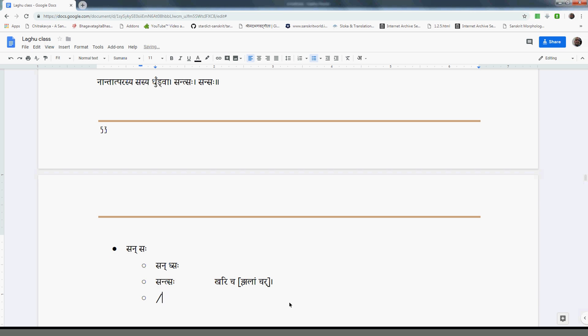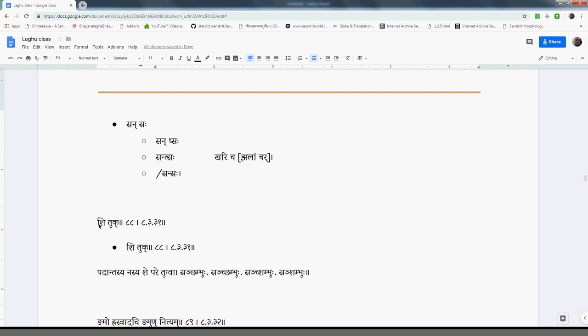Optionally, what is the form you will get? You don't apply the dhudagama. If you don't apply the dhudagama, it will just remain sansaha. So that's the example there.